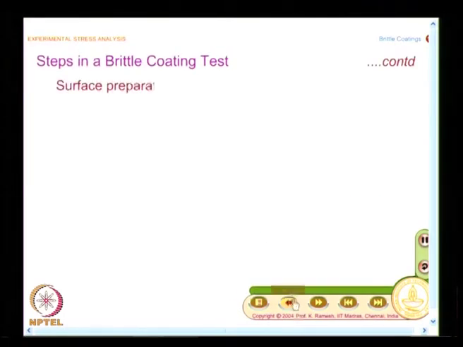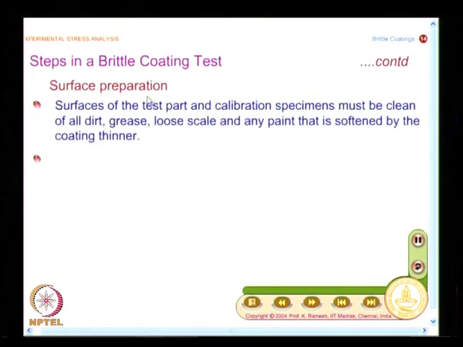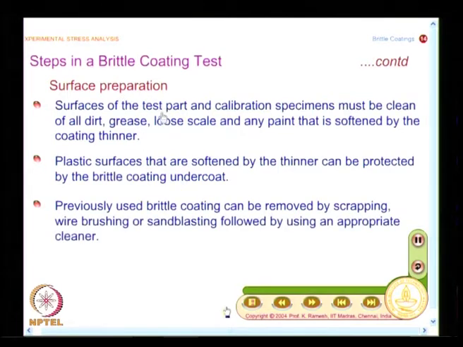And the next step is what? In all the coating techniques, surface preparation assumes importance. These are very generic, you can actually abbreviate this and write it rather than writing full sentences like what I have here. When I have to bond a coating, the surface must be clean of all dirt, grease, loose scale and any paint that is softened by the coating thinner. So, that has to be done.